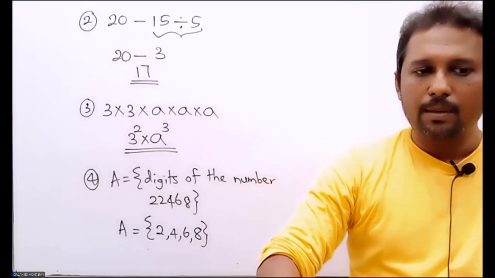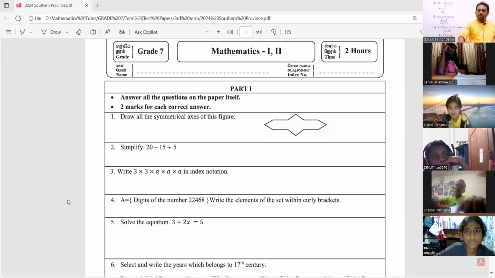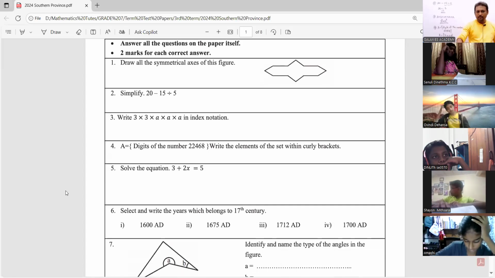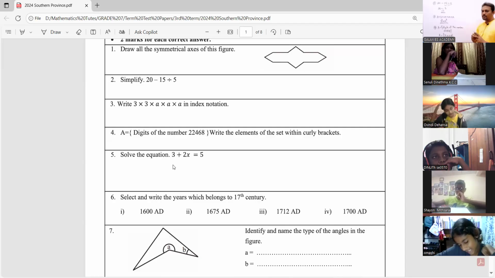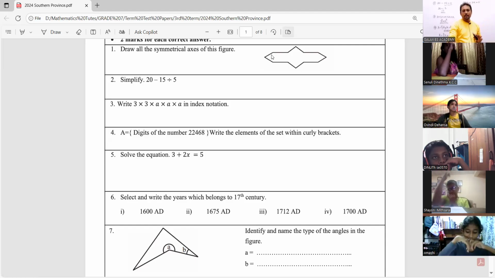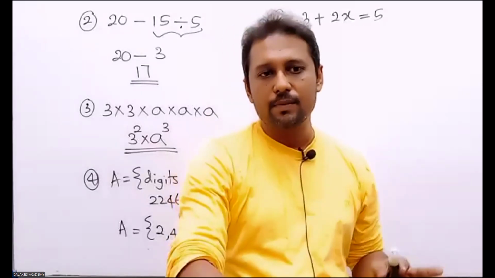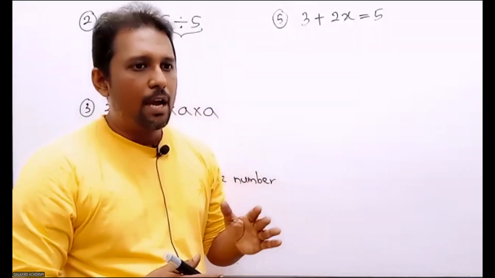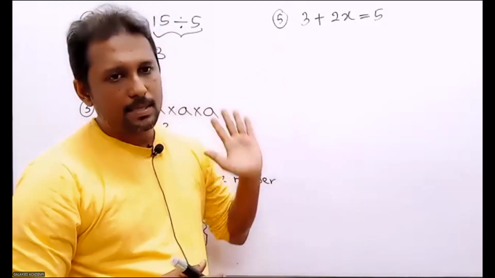Right. Let's go to number 5. The fifth question given. Simple equation given. You have to solve it. Right? The equation is 3 plus 2x equal 5. 3 plus 2x equal 5. It is the equation. So you have to solve this one. Solve mean what? You have to find the suitable value for x.